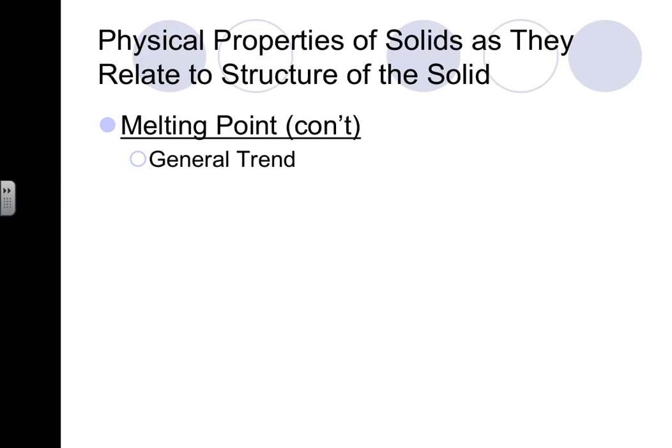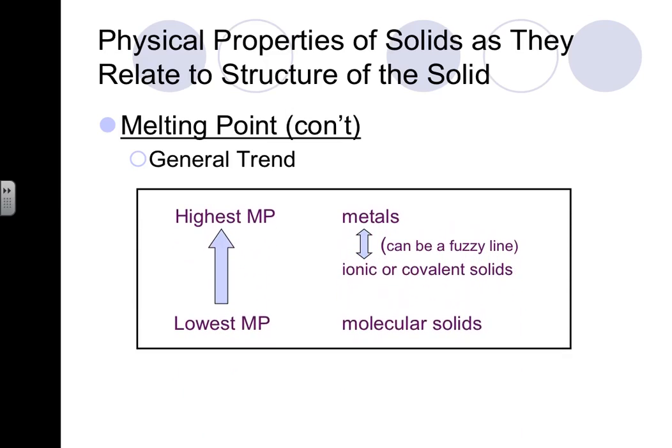So if I were to give you just the general trend on melting point, it would look something like this. Your molecular solids, things that are only held together by intermolecular forces, like water, for instance, solid water, ice would be a molecular solid. It's going to have one of the lower melting points. And then it goes up. Ionic and covalent solids usually tend to be next, and the highest melting points tend to be metals.